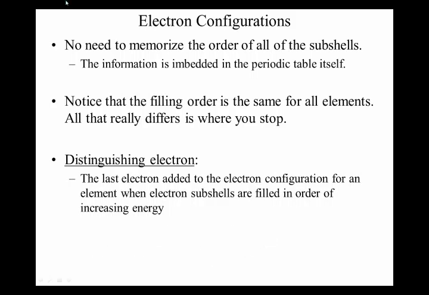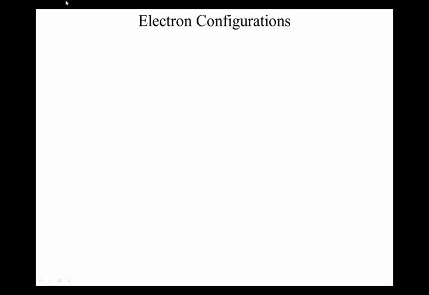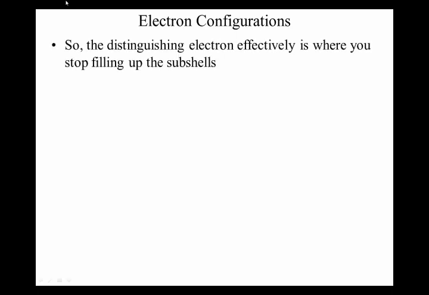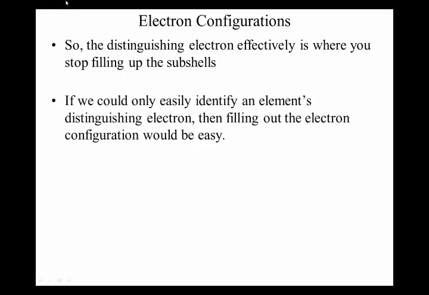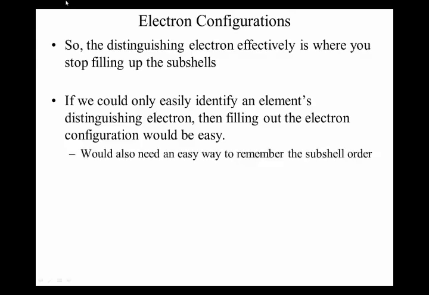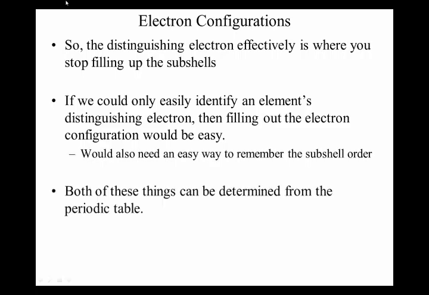So here's the cool thing. All I need to know to make writing electron configurations super easy is two things. I need a way to know the order of the subshells, and where to stop. If I can do that without having to sit and count out electrons, then this would be easy. All I need to know is the filling order and where we stop. And that's it. And I'm going to show you how to do this from the periodic table.